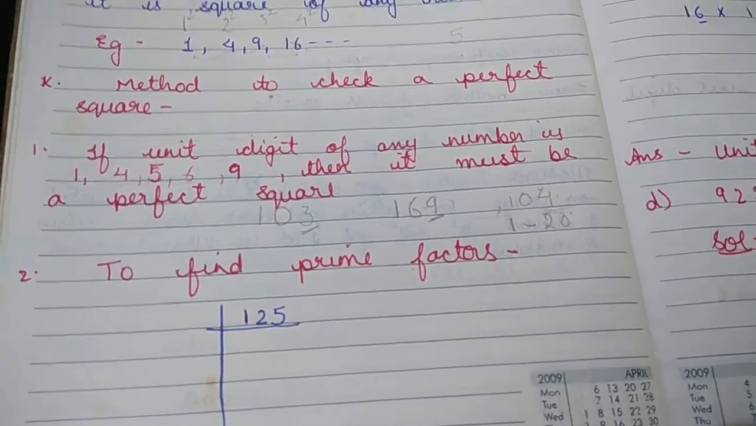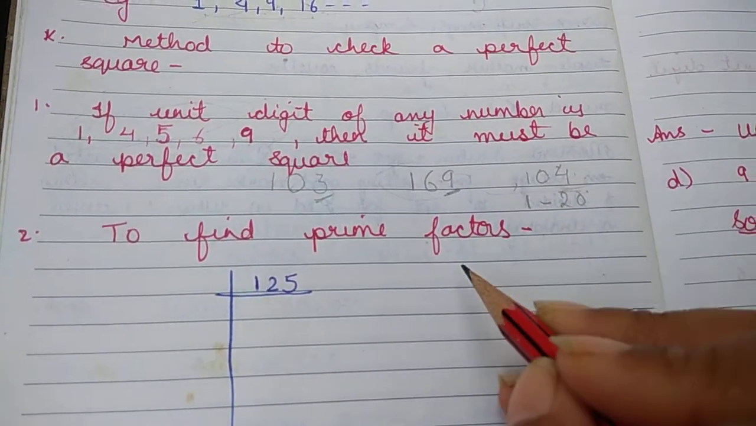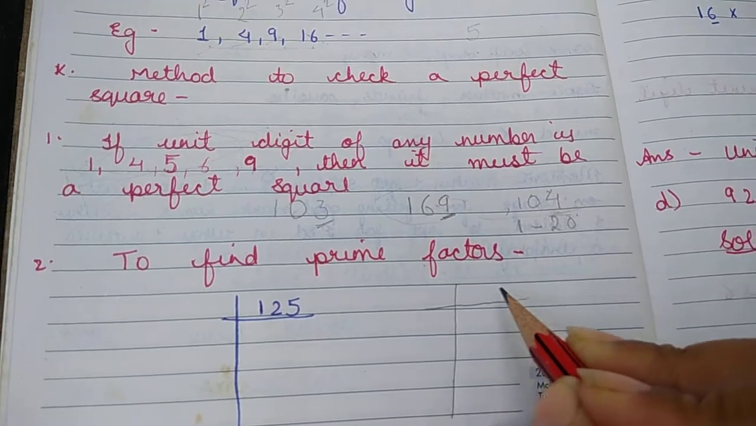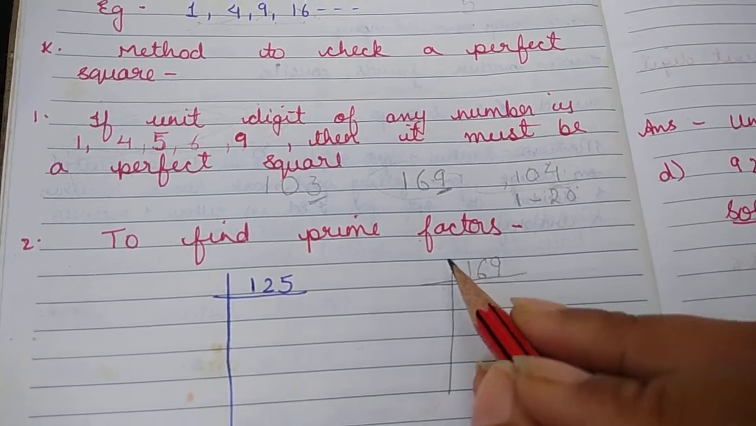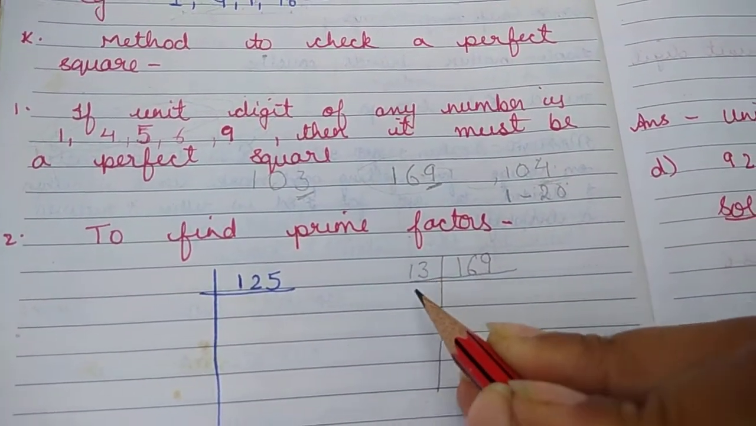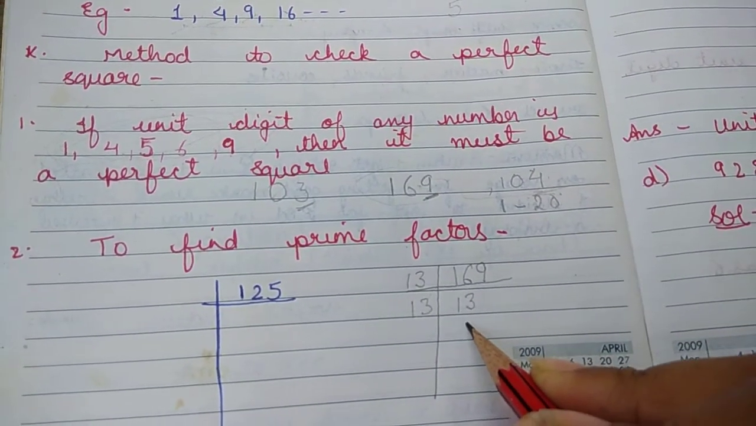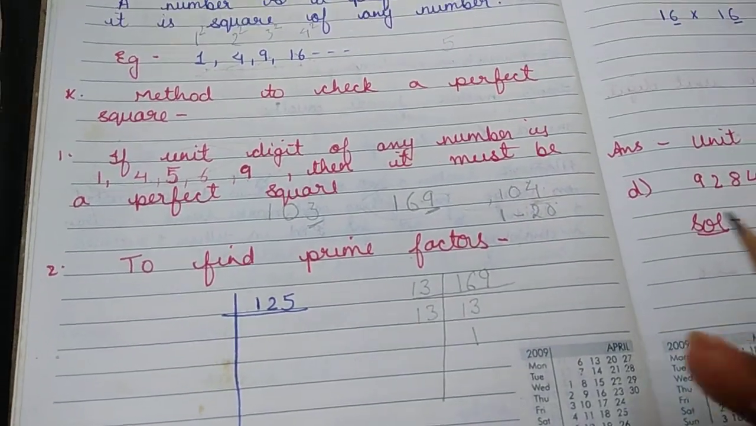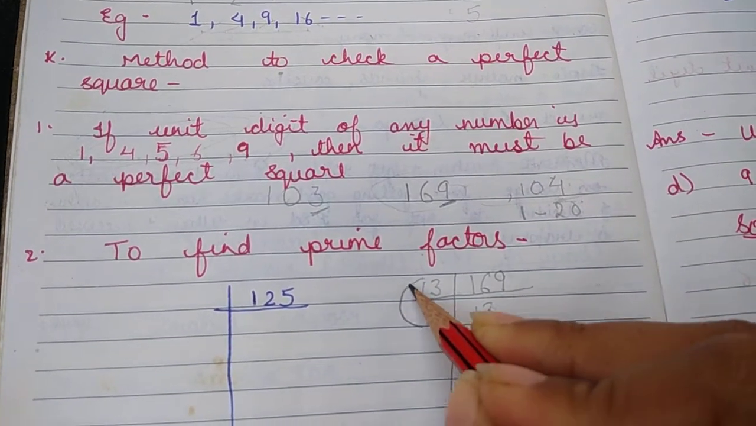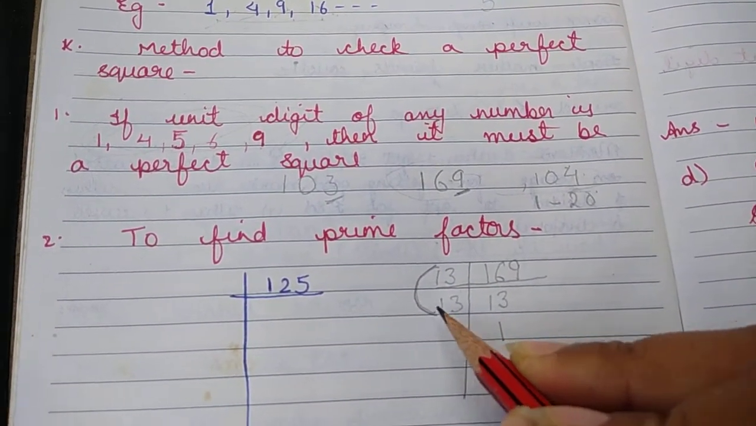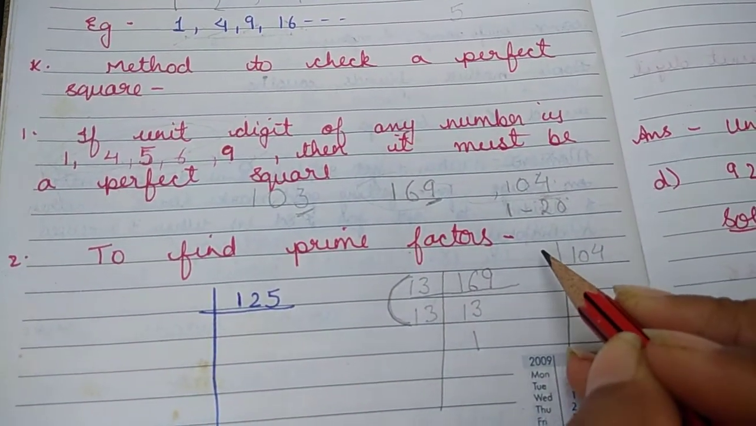The other method which you can apply, if you don't know the perfect squares, is the prime factorization method. Since 13 is a prime number, this number will only be divided by 13. So 13 thirteens are 169 and 13 ones are 13. If any number is a perfect square number, it will form a pair of similar numbers. Now if I do the prime factorization of 104, what will I get?